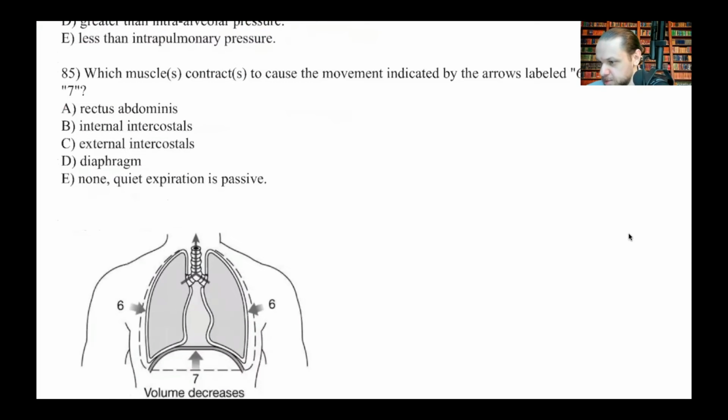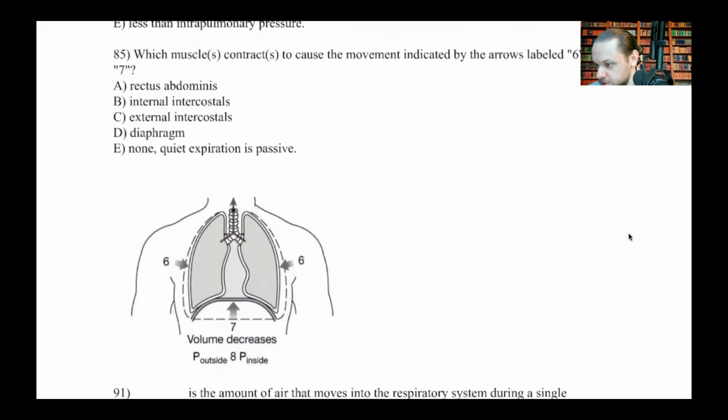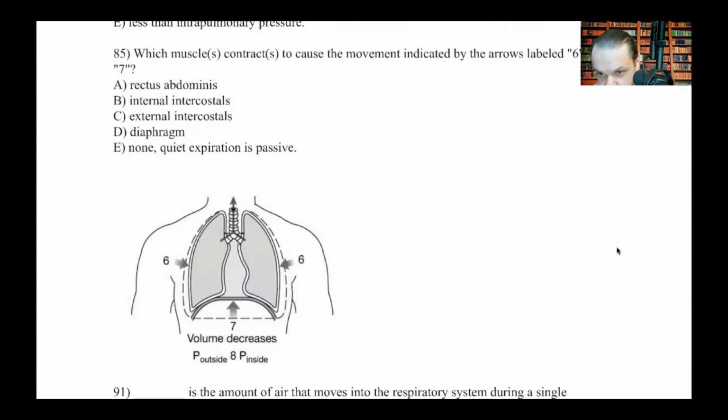That's good. Number 85. Let me make this a bit smaller. 85. Who else hasn't gone? Let's do Sakfir. Which muscles contract to cause the movement indicated by the arrows labeled 6 and 7? So 6 and 7 being this. D, the diaphragm? So are you saying E? I'm saying D, diaphragm. Oh, diaphragm. So which muscles contract, right?